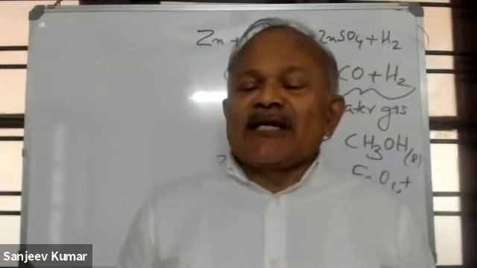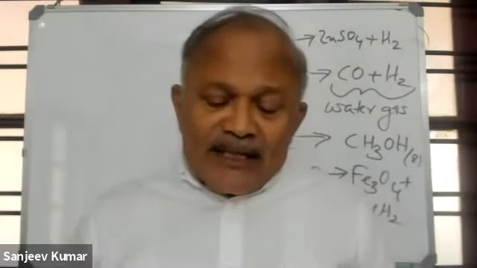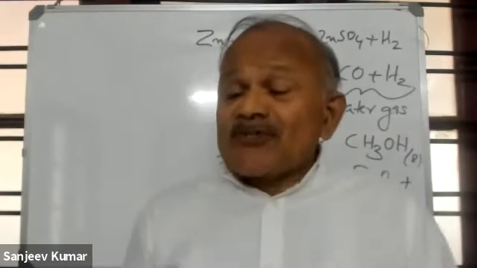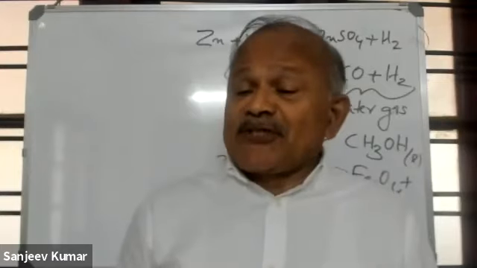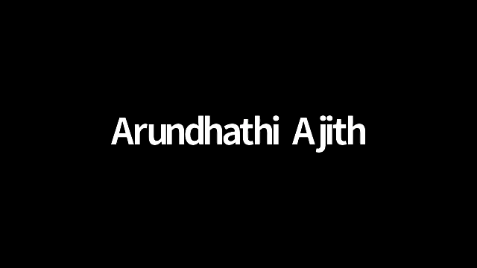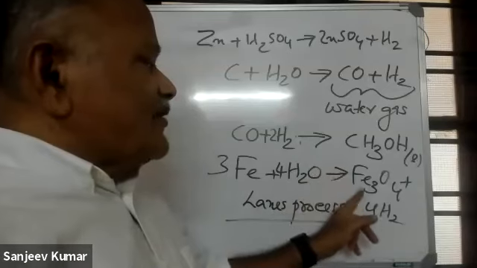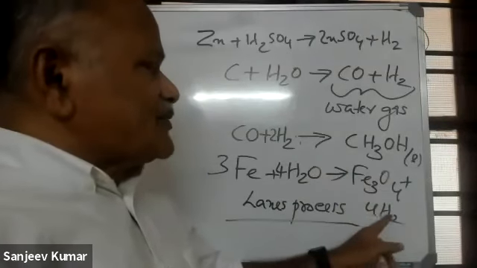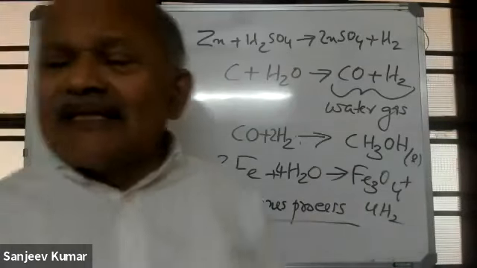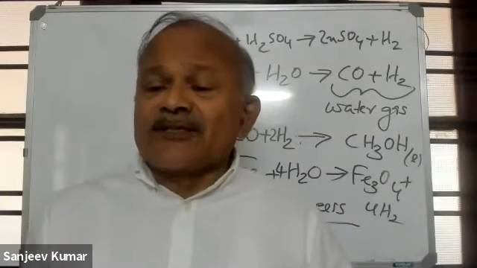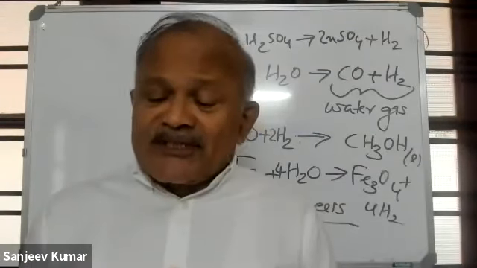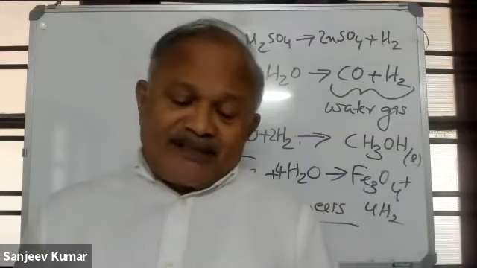And here the question is, how will you produce hydrogen with heated iron? When water is treated with heated iron, that process is called Lane's process. That is 3Fe plus 4H2O gives Fe3O4 plus 4H2. And that is the method of manufacture of hydrogen. That process is called Lane's process.